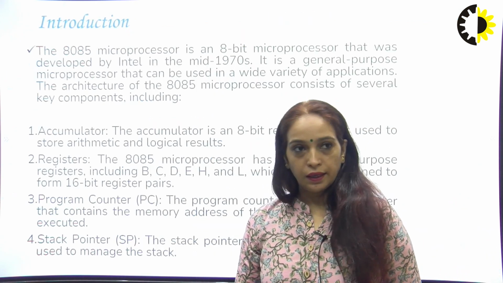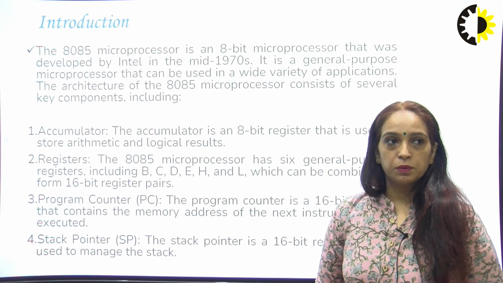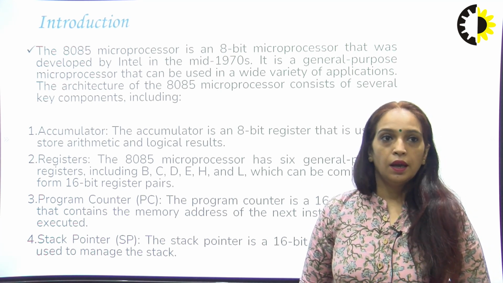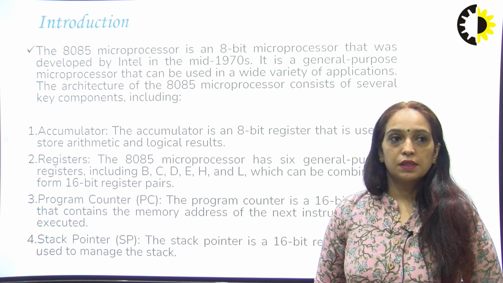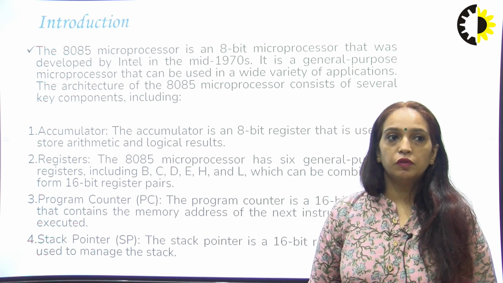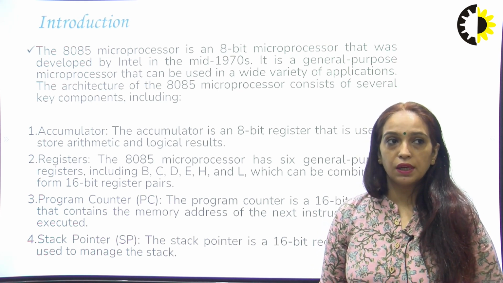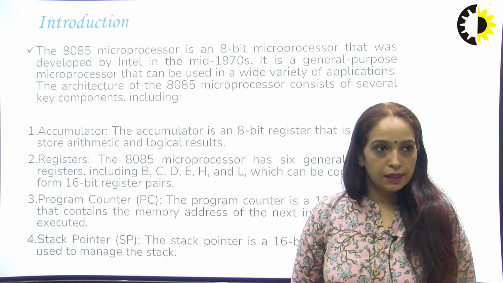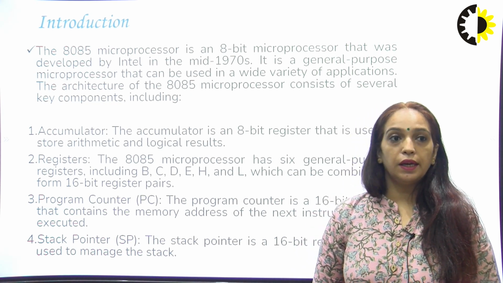So we know that 8085 is an 8-bit microprocessor and it was developed by Intel around the 1970s. It is a general purpose microprocessor that can be used in a wide variety of applications, and the architecture of 8085 consists of several key components. First, it is a 40-pin IC, then it has an accumulator, an 8-bit accumulator.